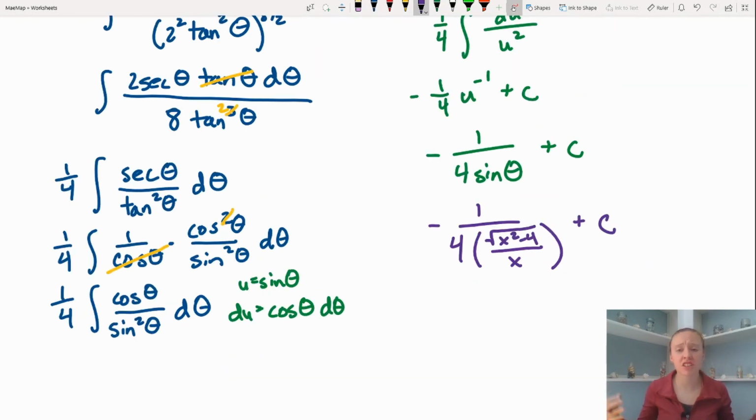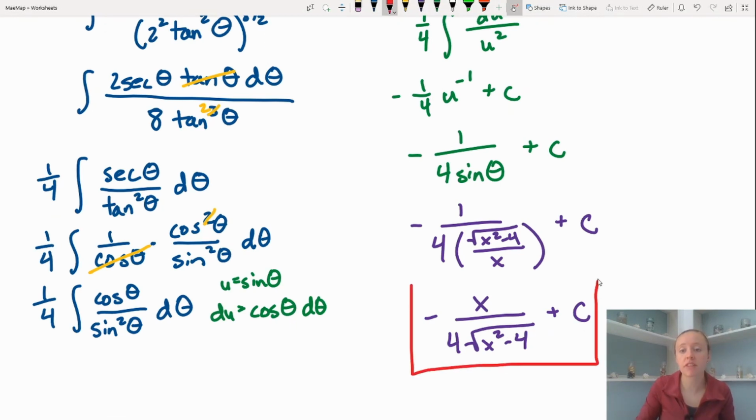And one more thing just to simplify this down so I don't have a fraction within a fraction. Remember, dividing by a fraction is the same as multiplying by its reciprocal. So I really have -x over 4 times the square root of x squared minus 4 plus c. And that's my final solution on this example worksheet.